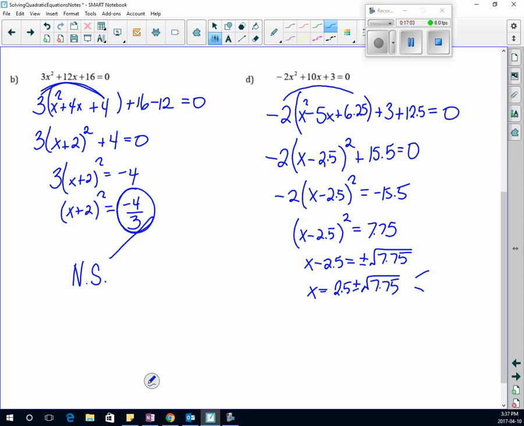Because this is already decimals, I'm going to actually find the equivalent here. 2.5 plus the square root of 7.75, 5.2838, and punch it in again. I get negative 0.2838.